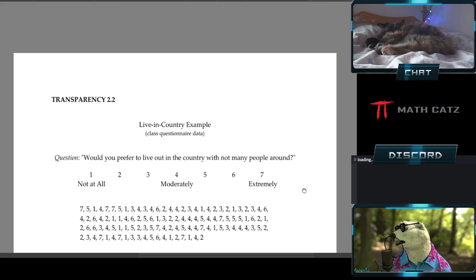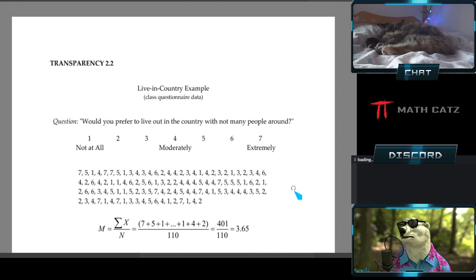We have a live in country example, a questionnaire that people were asked, would you prefer to live out in the country with not too many people around? And they picked which one applies to them, and we got a bunch of scores.